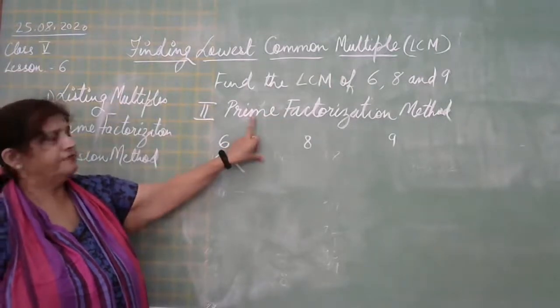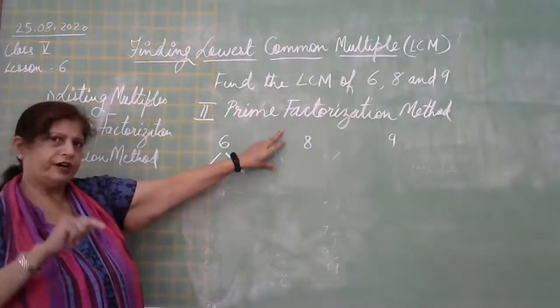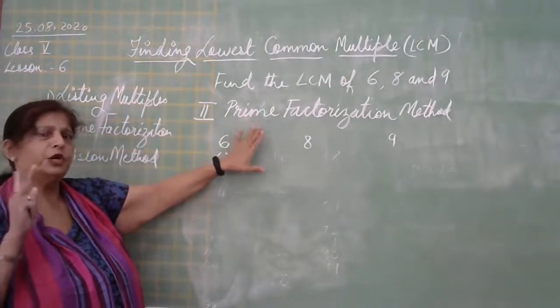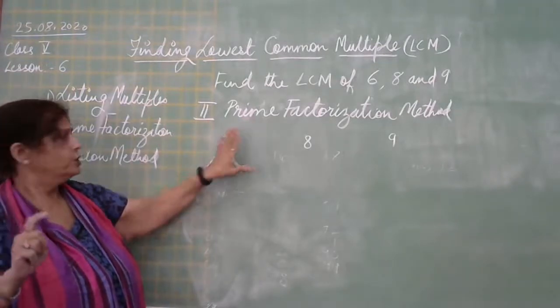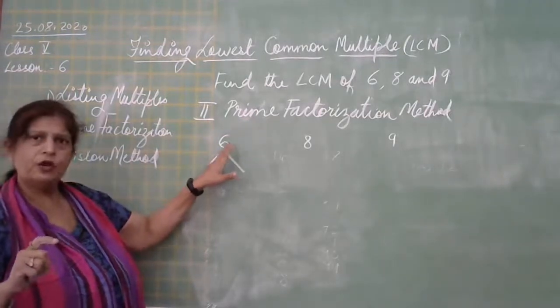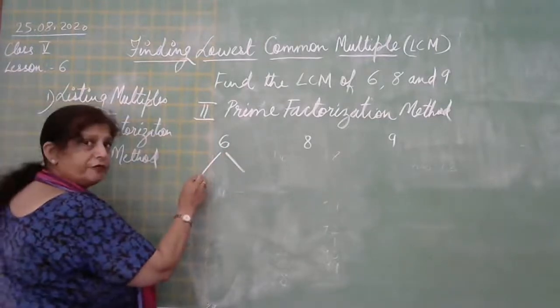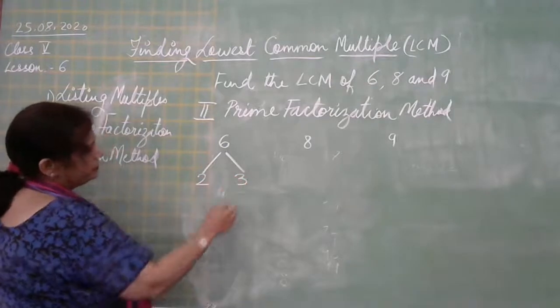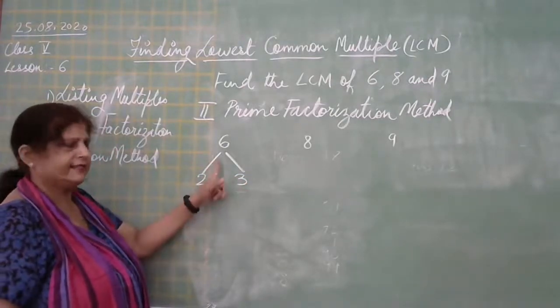Which factors? Prime factors. What are prime numbers? Which have only two factors, one and itself. The numbers which have only two factors, no other factor. Only one and itself. So children, now we are going to factorize 6. And we write in the table of 2. So we get 2 3s are 6. 2 times 3 is 6.